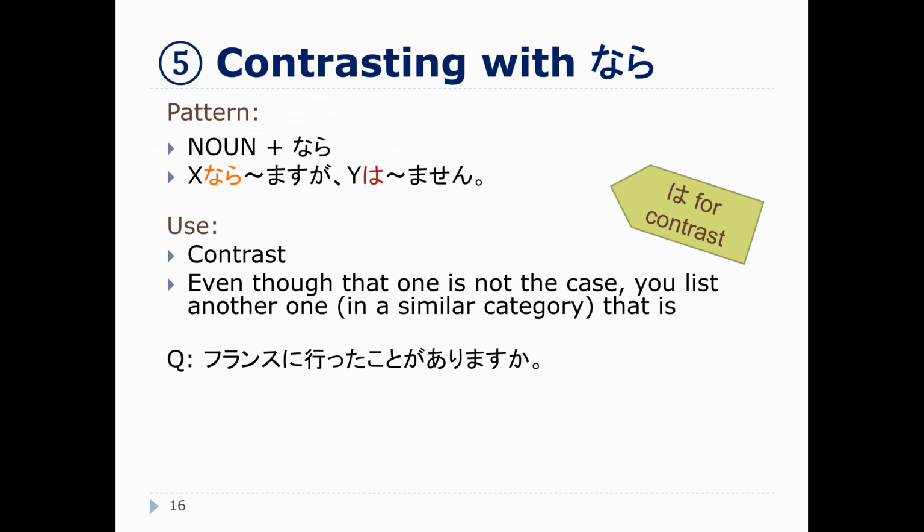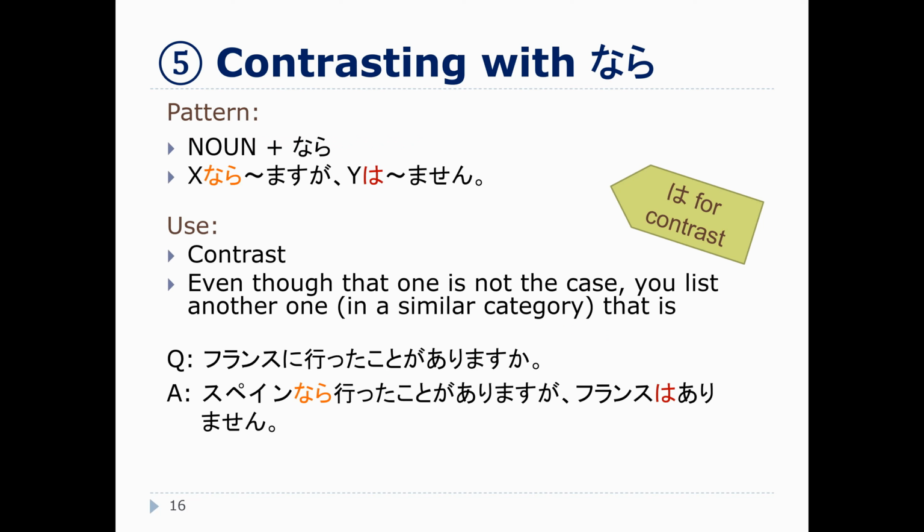This conversation is the same model. フランスに行ったことがありますか？スペインなら行ったことがありますが、フランスはありません。So I haven't been to France, but I have been to another country in Europe, Spain. So I can use that when I'm answering the question. This way, our conversation doesn't have to just start and end with, have you been to France? No. Okay. Bye. Instead, I can keep going.